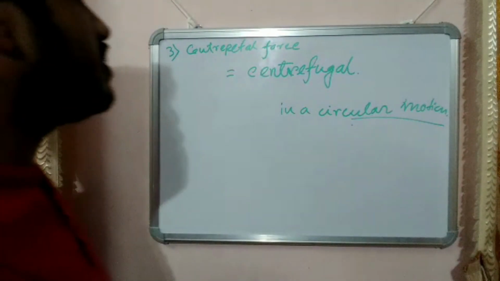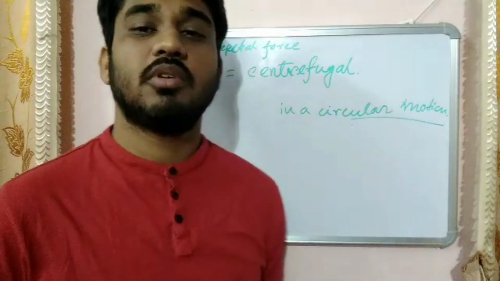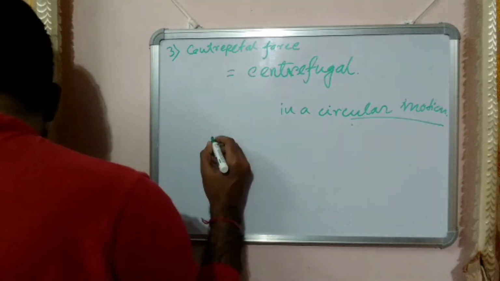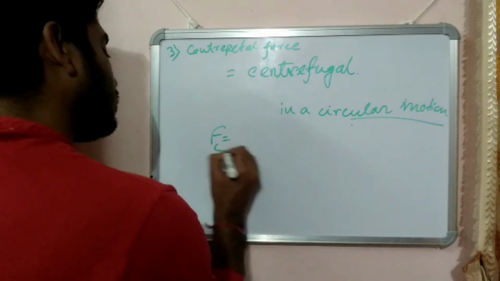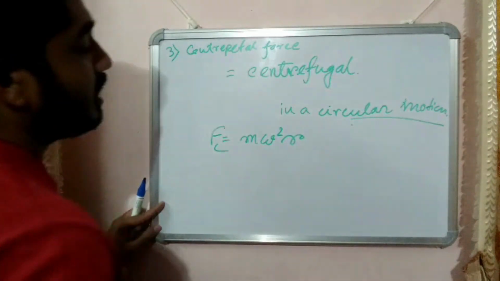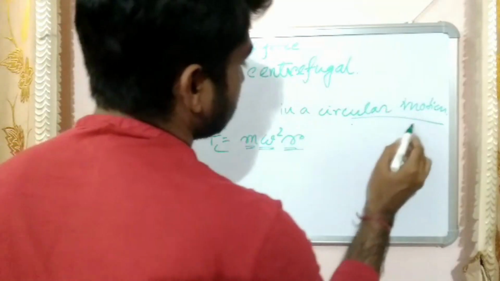In a question, if it is either centripetal or centrifugal, the formula is the same. The centrifugal or centripetal force is m omega square r. m is the mass of the body, omega is the angular velocity, and r is the radius of the circle.